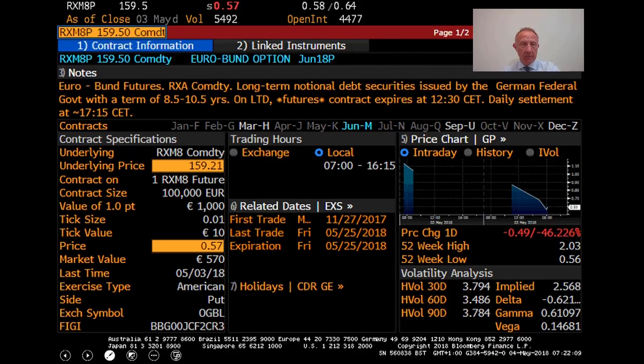So let's have a look at a put option here on German bunds. It's a put option. It says P there in the ticker, and it also says put down here in the description. The strike is again 159.50, and the price, the premium, is 0.57 or 570 euros. So this is going to protect me against the price of my government bonds falling. If I've got government bonds in my fund and they were to fall below 159.50, I'm going to be able to use this put option to put a floor on the value of those bonds. In a sense, I can sell them at 159.50.